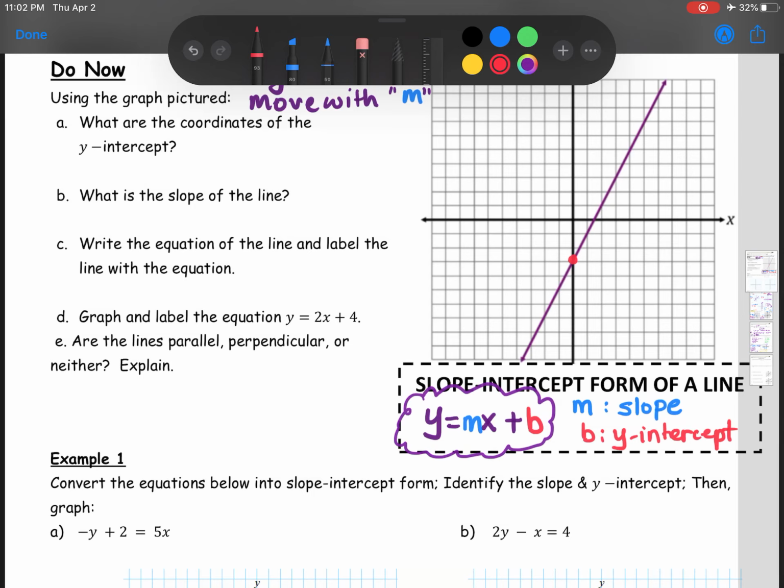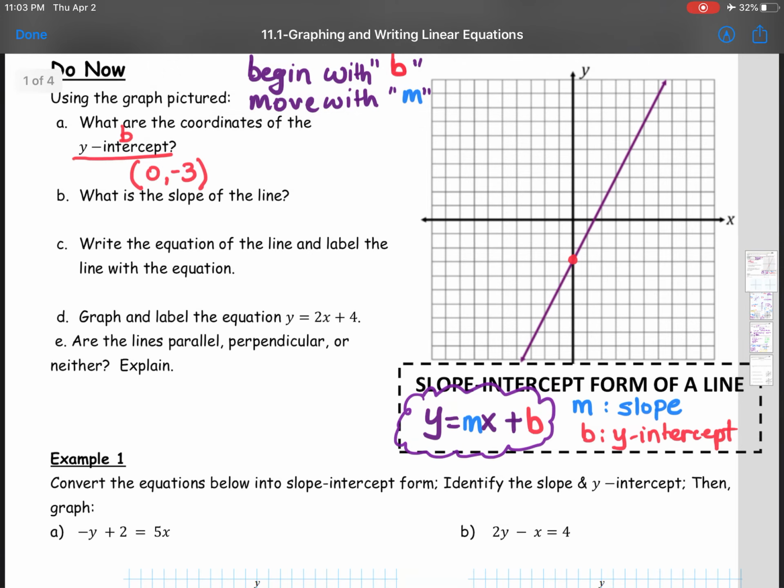Okay, please know this is called the slope-intercept form because you need your slope and your y-intercept to write this equation. So letter A, it says what are the coordinates of the y-intercept? The minute you see y-intercept, underline that, and what should you be writing on top? B. We're looking for a b, and we just figured that out. That was what? -3, right? But we want to write it as a coordinate, so brackets. Anything on the y-axis, the x coordinate will always be 0. Okay, so please be very careful of that.